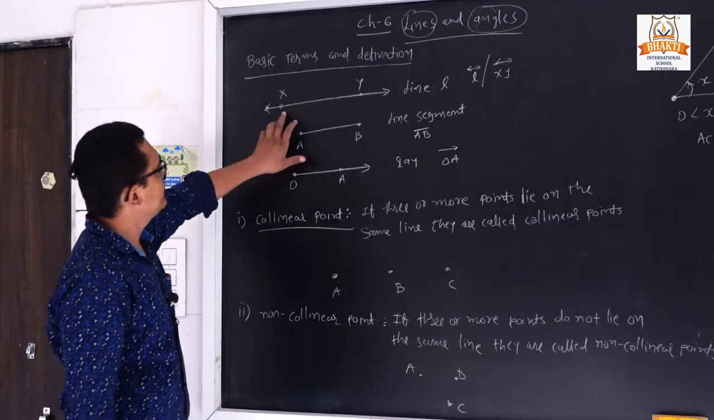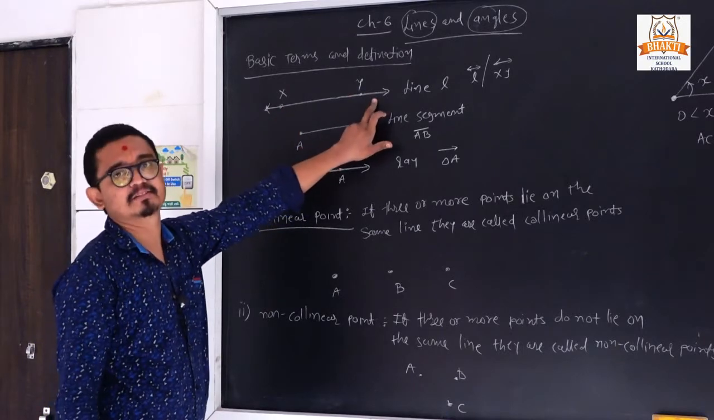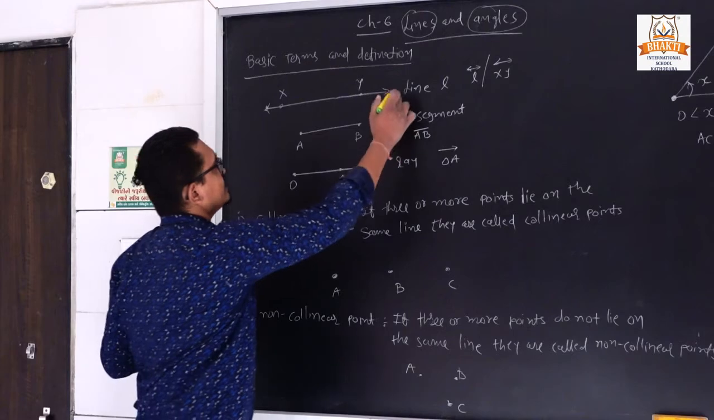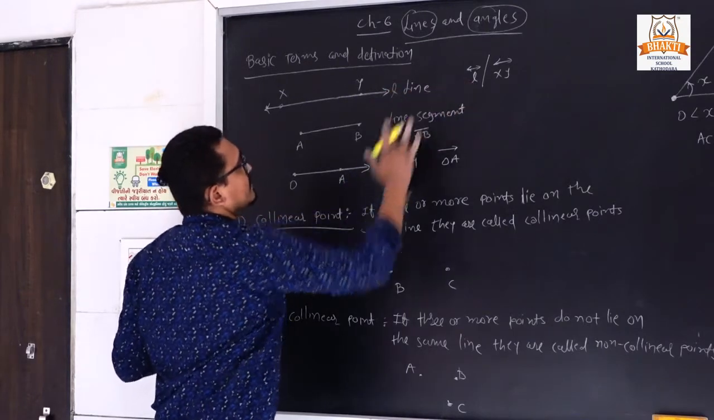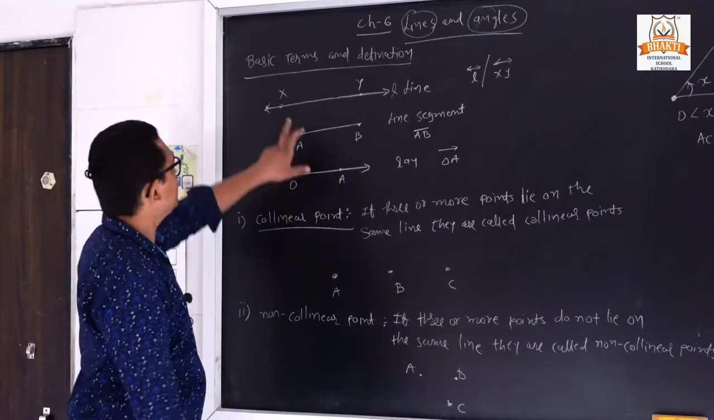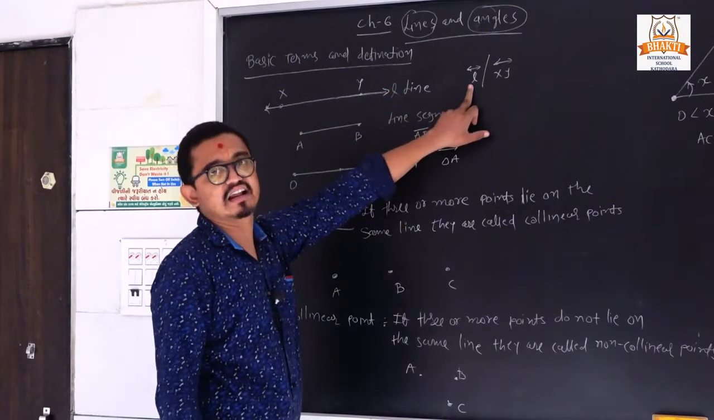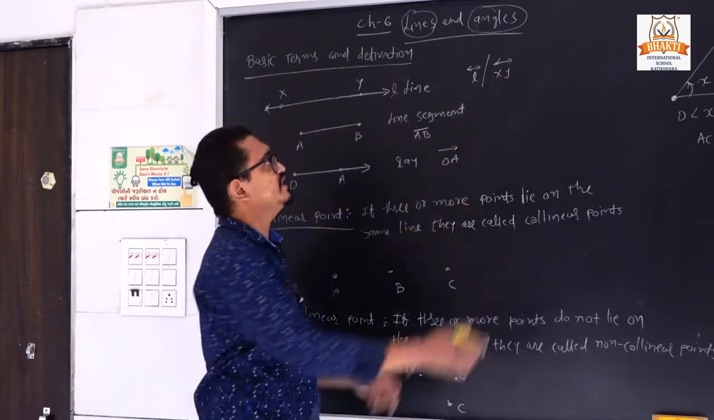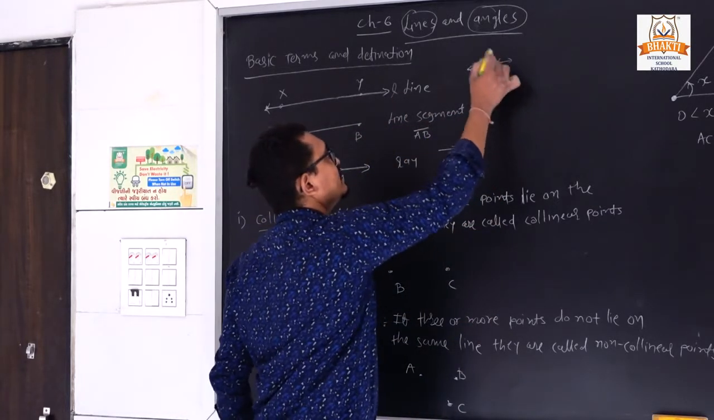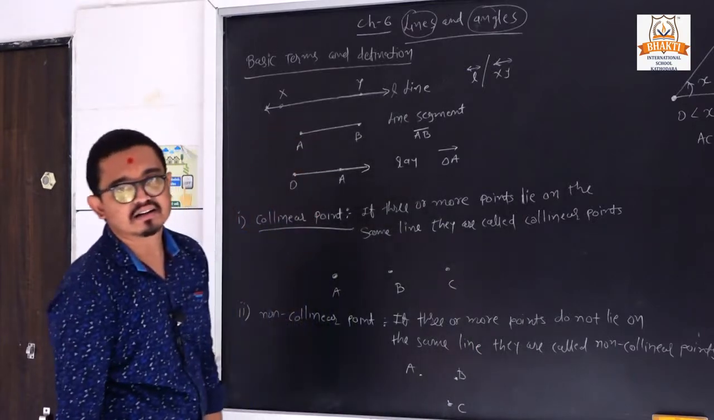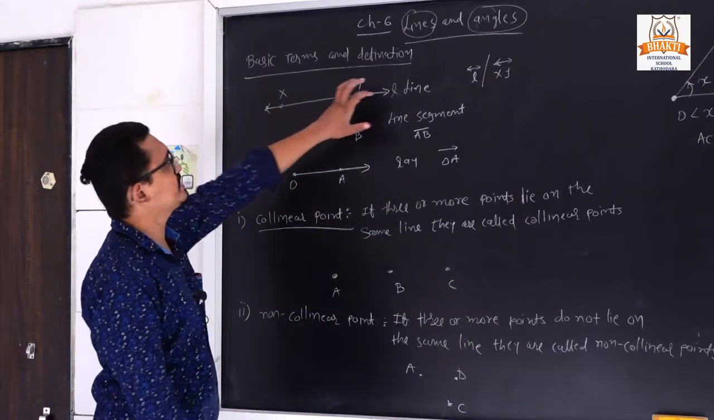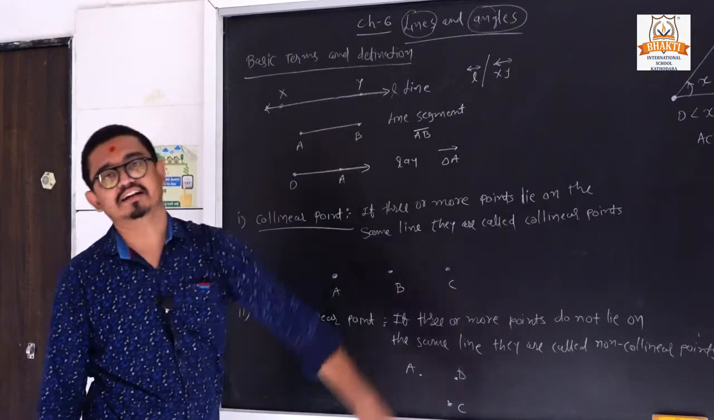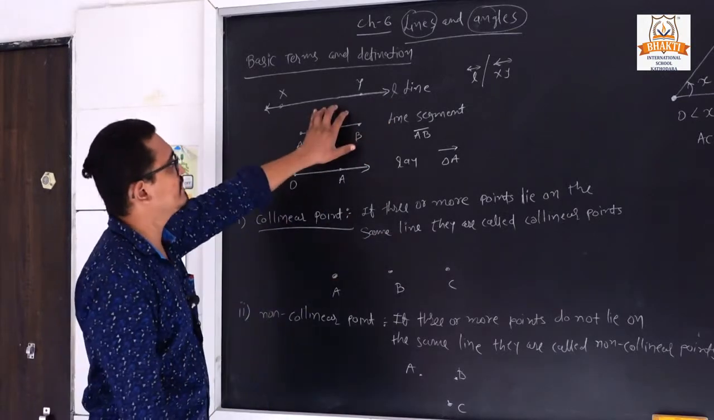So see that, it is a line, clear, and a line is represented, suppose it is a line L. So we can write it like that, L, line L, and we can also write it like that, XY. So it is the symbol of a line, clear? It is bidirectional, and it is infinite on both sides. So this is the symbol of a line.